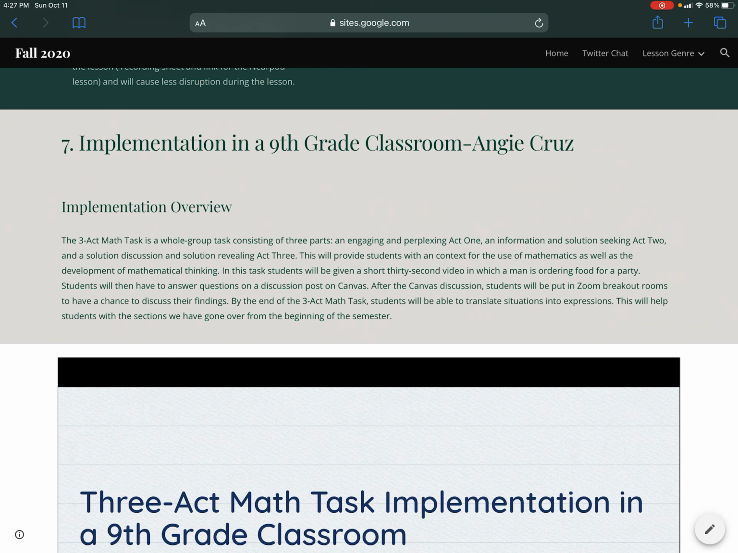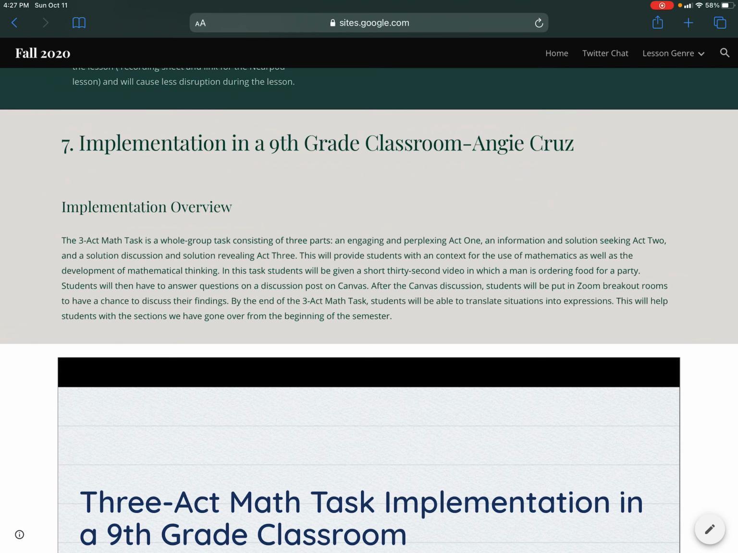The 3-act math task is basically what I'm explaining, and how it is a whole group task consisting of 3 parts. The first one is more of an engaging and perplexing part. The second is information and solution seeking, and the third one is solution discussion and solution revealing. This will provide students with the context for the use of mathematics as well as the development of mathematical thinking.